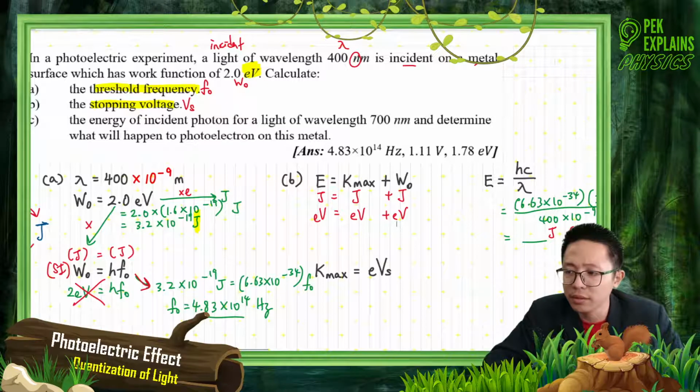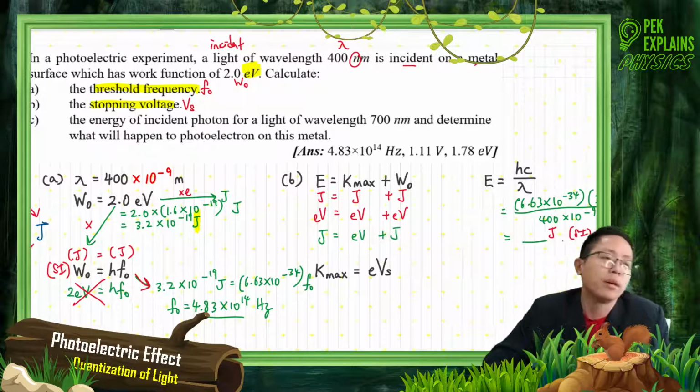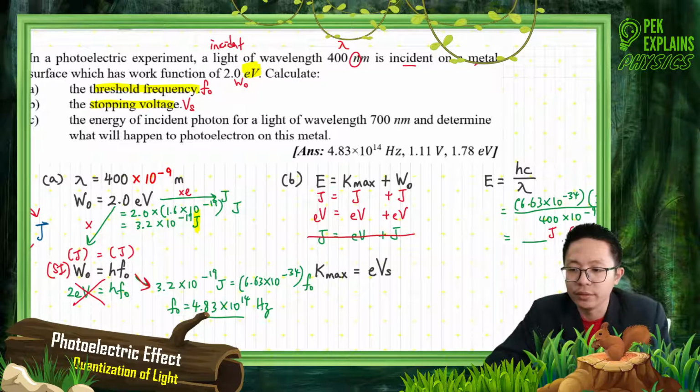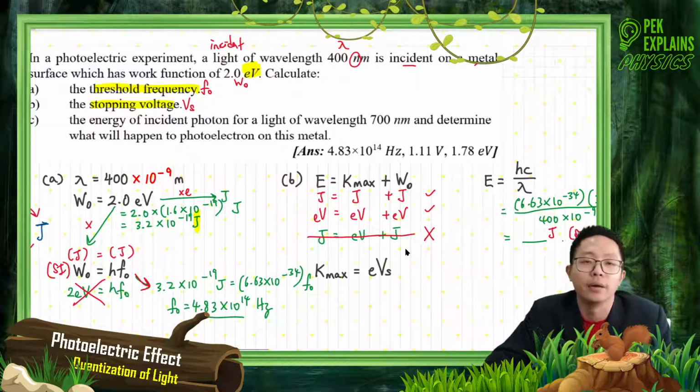You cannot do something like this. You cannot say joule equal to electron volt plus joule. This one cannot. You must maintain the same unit. If you want all joule, then all go for joule. If you want electron volt, then all go for electron volt. Don't mix it up. Don't ever mix it up. Understand?